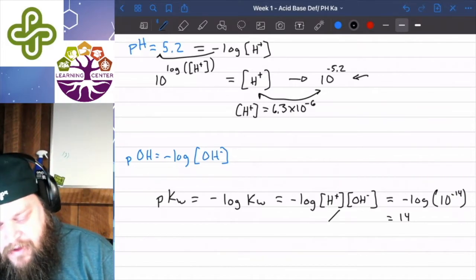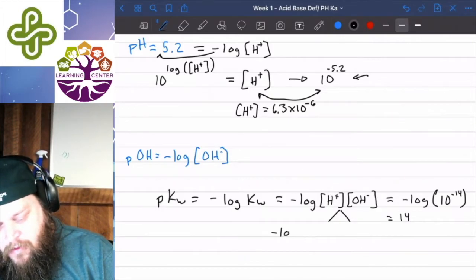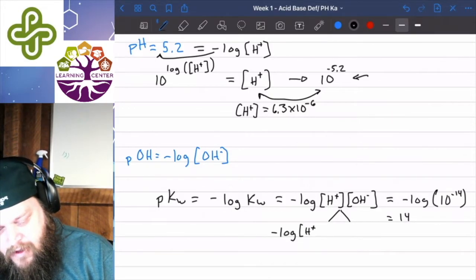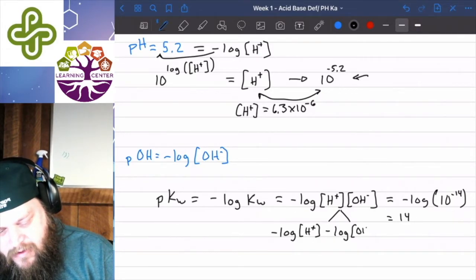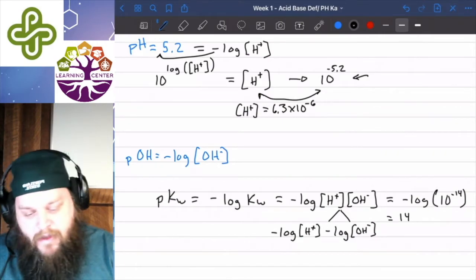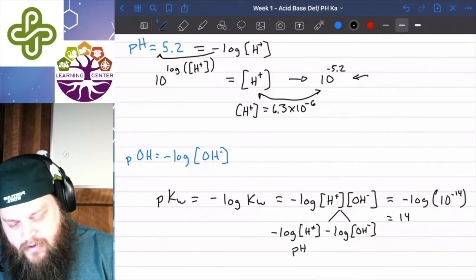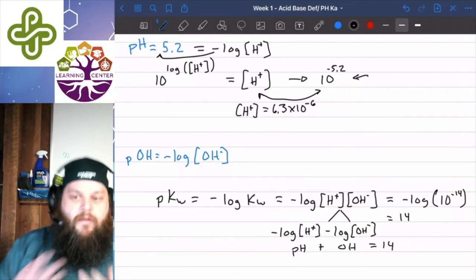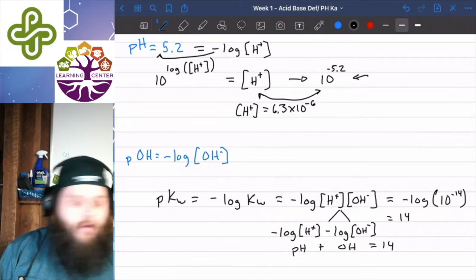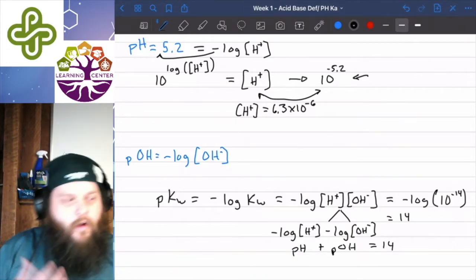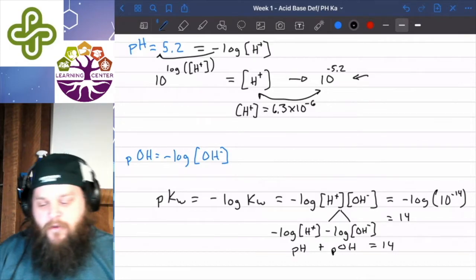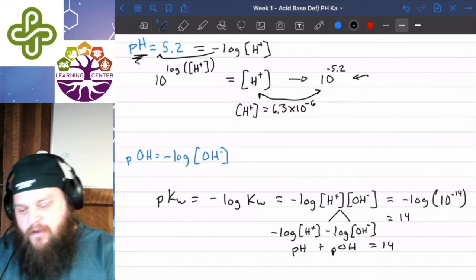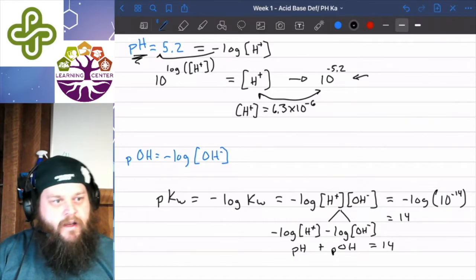So we can actually break this up using laws of logarithms I won't go into: just the negative log of H plus minus the log of OH minus. And this we can see is basically pH plus pOH, which is equal to 14. So the sum of your pH and your pOH is always going to equal 14. So if you know what your pH is, you can then subtract that from 14 to get your pOH.